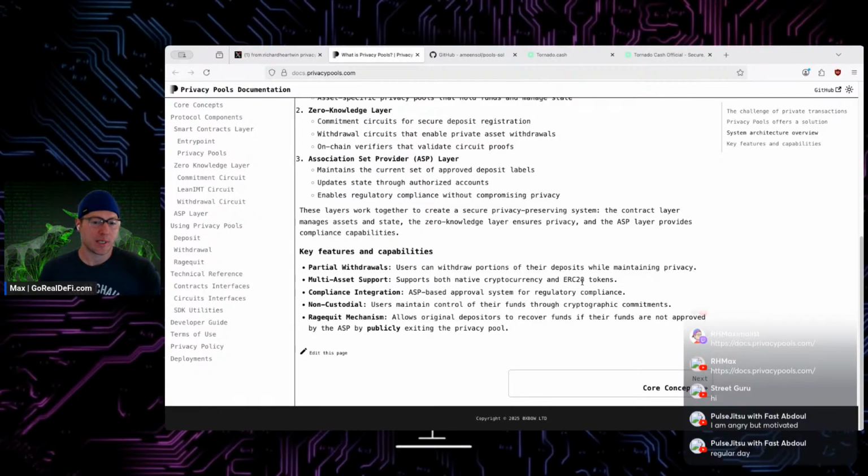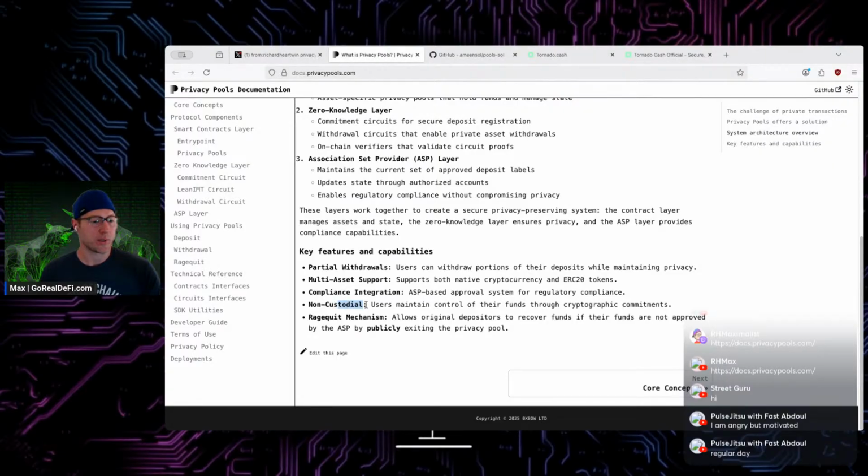Supports native cryptocurrency and ERC20 tokens, very important. So sounds like you get privacy pools on Ethereum. I don't know, unless there's some special EIP upgrade we need, it seems like PulseChain could easily get it with PRC20s as well. Compliance integration: ASP approval list for regulatory compliance. Non-custodial: users maintain control of their funds through cryptographic commitments. So here it says non-custodial, users maintain control of their funds through commitments. Yeah, so does the contract hold it?